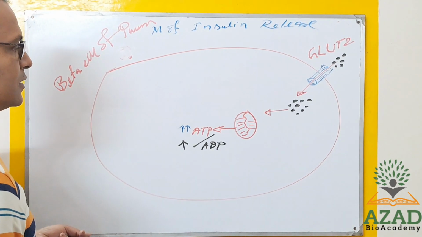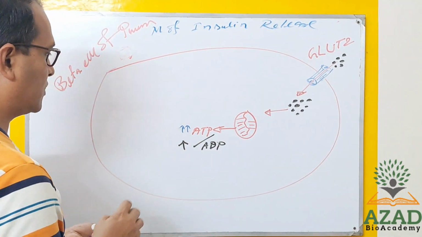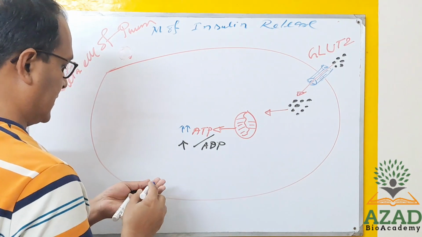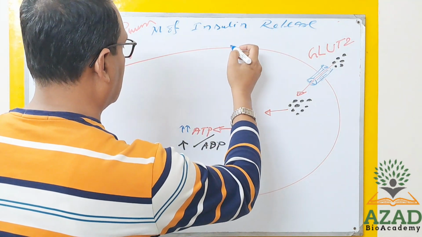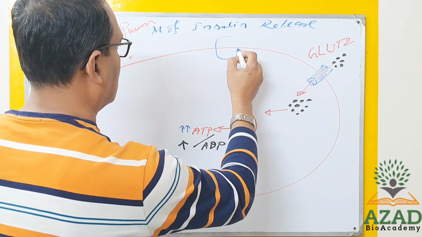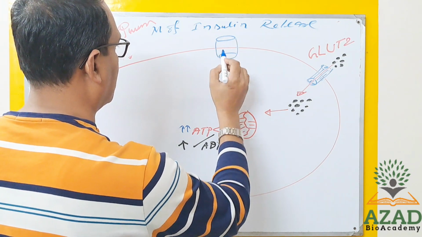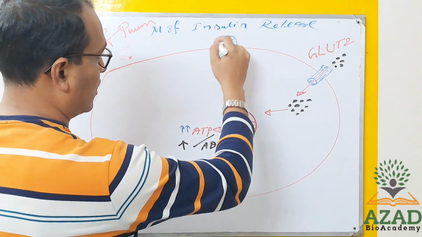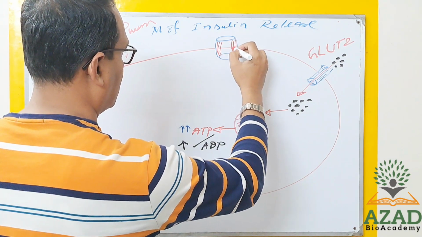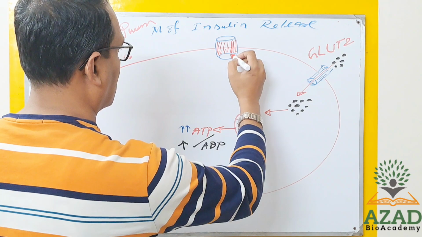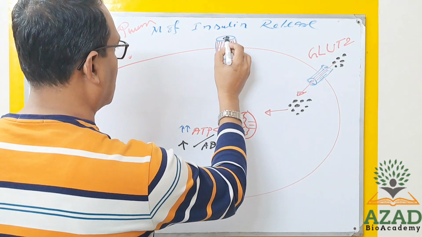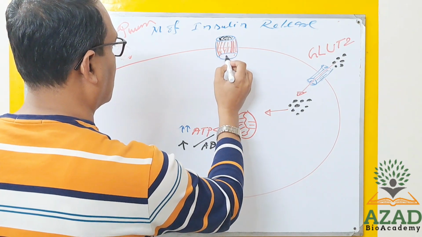So then what will happen? What will that excess ATP do to release the insulin? I will draw a special type of channel. Here there are two things. This outer layer, you can consider this a channel, and the inner part is also carrying a channel.